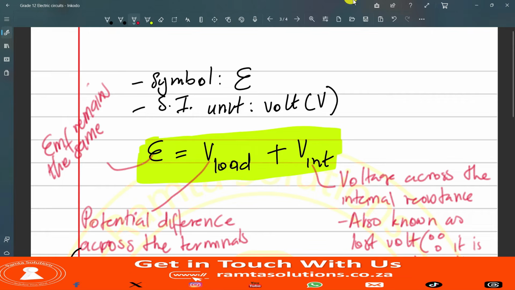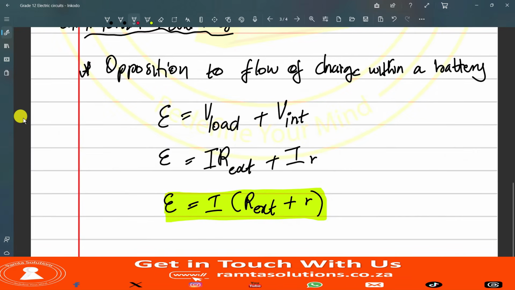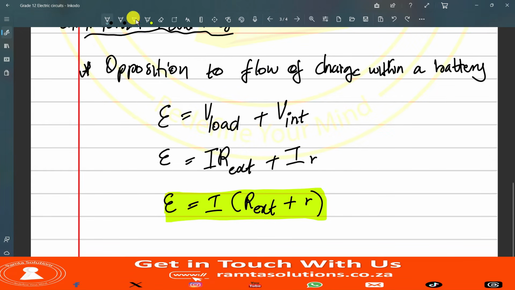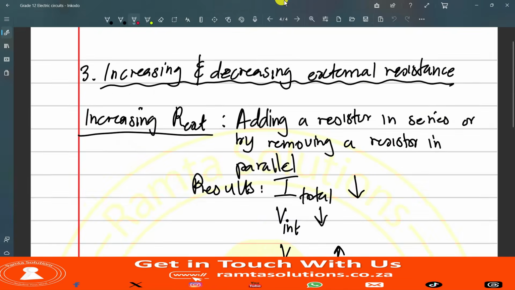Then we also talked about internal resistance. For the kind of circuits that you are dealing with, this is the same throughout. It does not change. Internal resistance does not change for the kind of circuits you're doing. Okay, this one also remains the same. Right. So let's go back now.